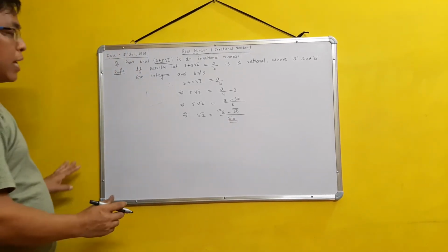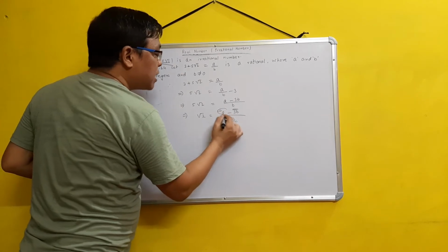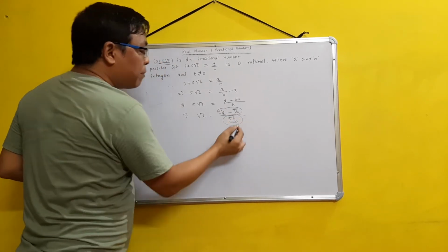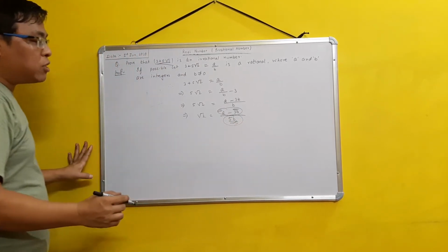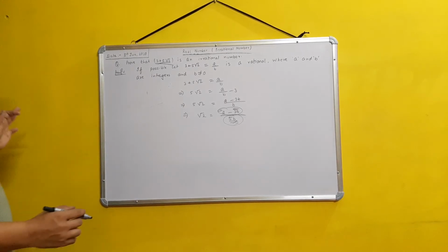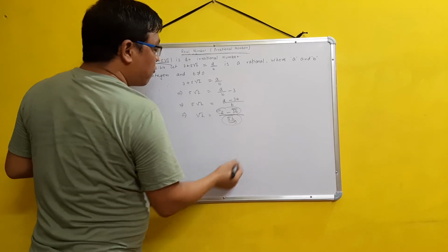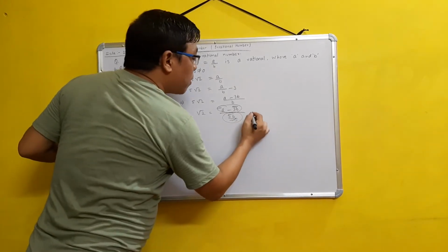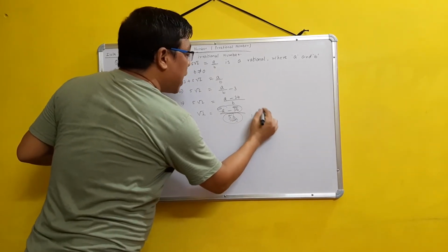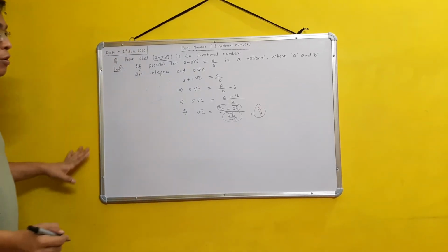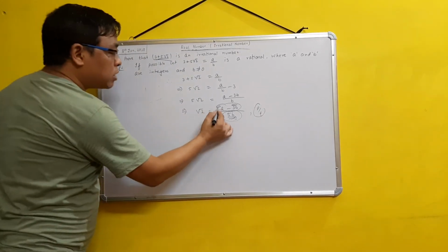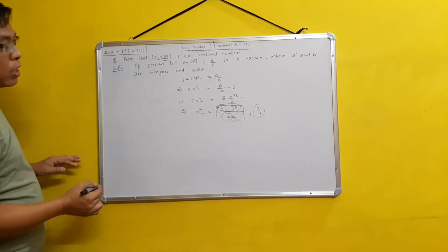होंगी. Okay, that means it is in the form of some integer upon some integer where denominator is not equal to 0. Okay, that means this a minus 3b upon 5b, it is in the form of p by q where p and q are integers and q is not equal to 0. That means this term must be a rational number.